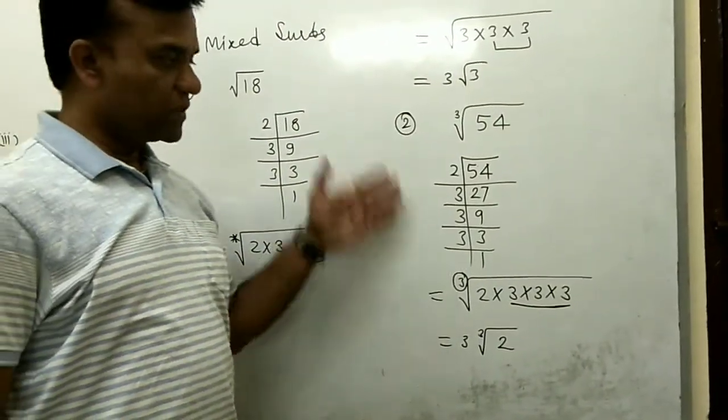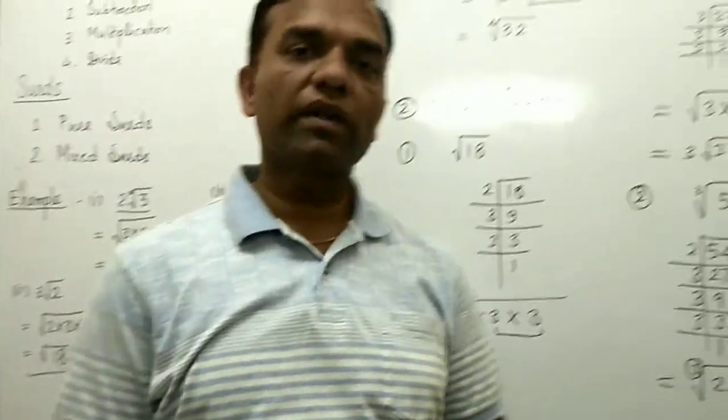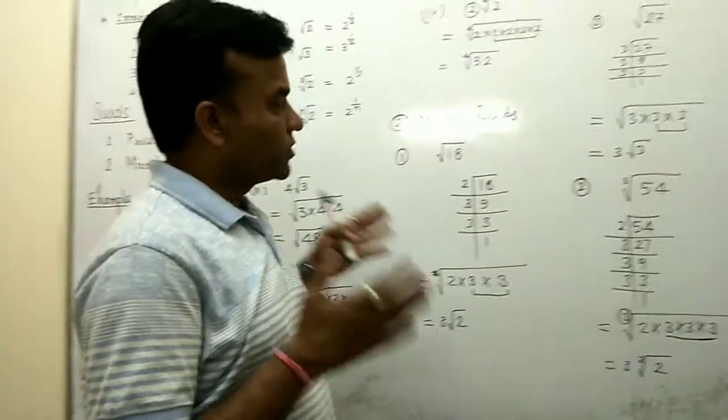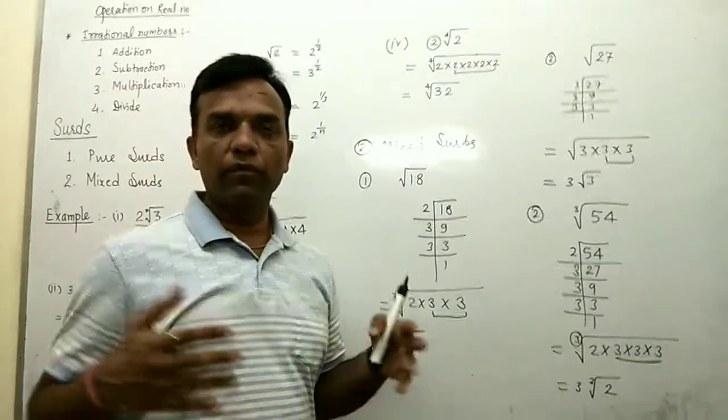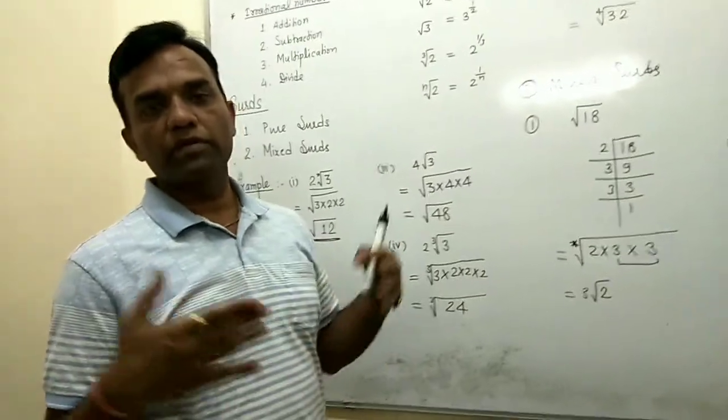So in this way, in this process, if a mixed surd is given, you can convert it into a very easy form. So first you understand the order of operations: before addition, before subtraction, before multiplication, before division.